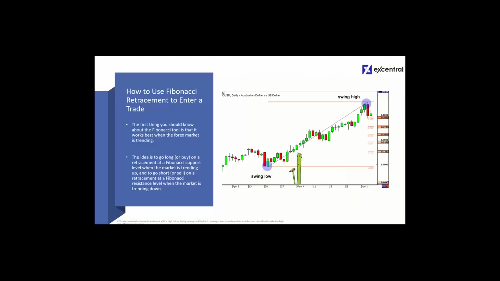And how would you use Fibonacci to enter a trade? The first thing you should know about Fibonacci tool is that it works best when the Forex market is trending. The idea is to go long on a retracement at a Fibonacci support level when the market is trending up, and go short on a retracement at a Fibonacci level when the market is trending downward.